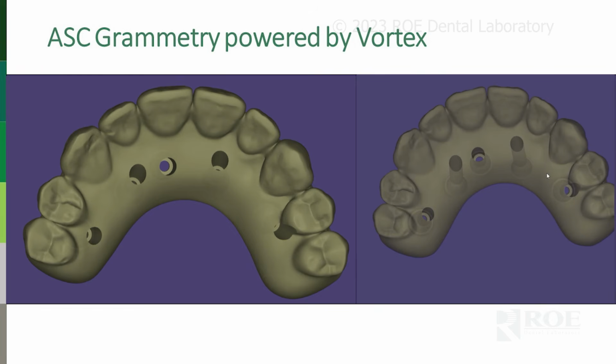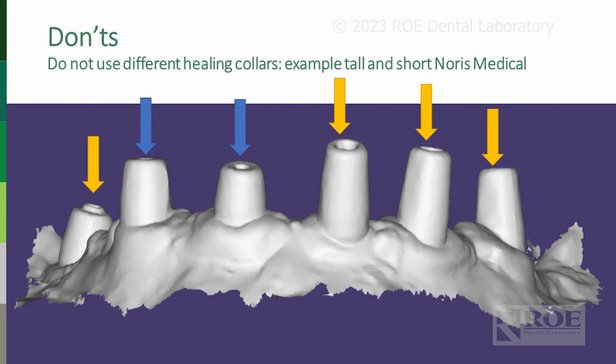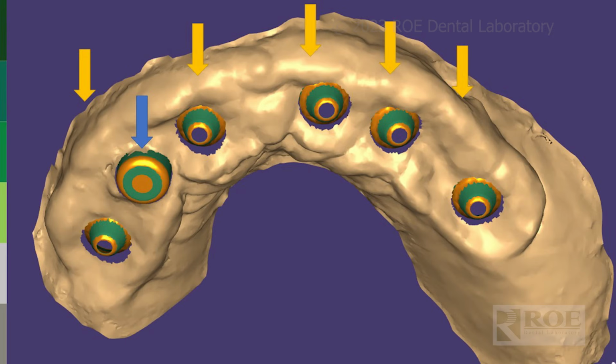Definitely take advantage of angled screw channel. One of the do's is let us know. Yes, I want to angle all of these sites to make the prosthetic thinner, right? In this situation, take advantage of angled screw channel with the Grammetry screw, the Vortex Grammetry. As I mentioned, don't mix and match healing collars, right? They have to be identified, and they really need to be the same. Otherwise, we have problems.